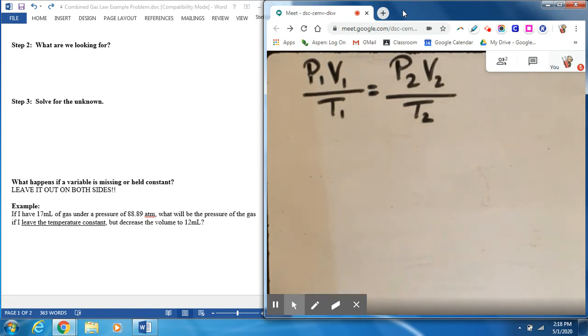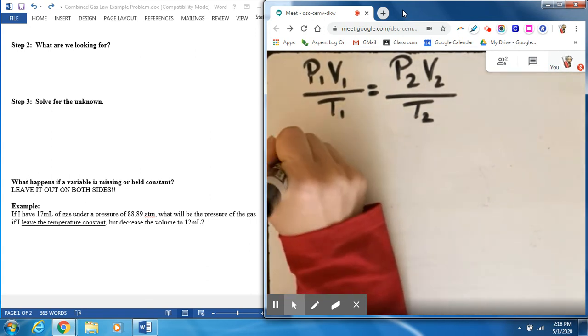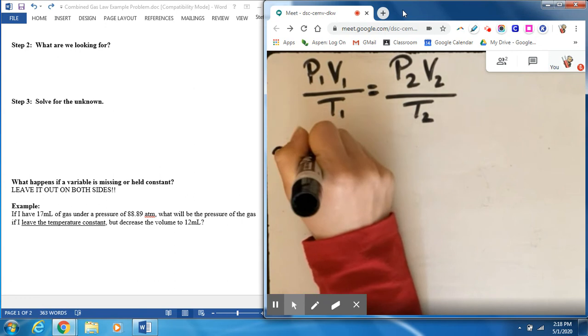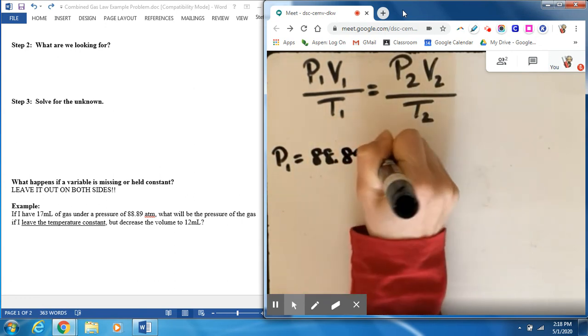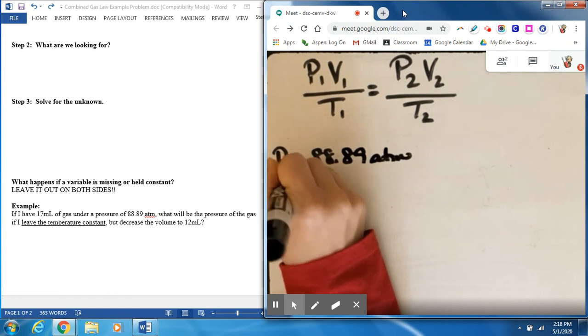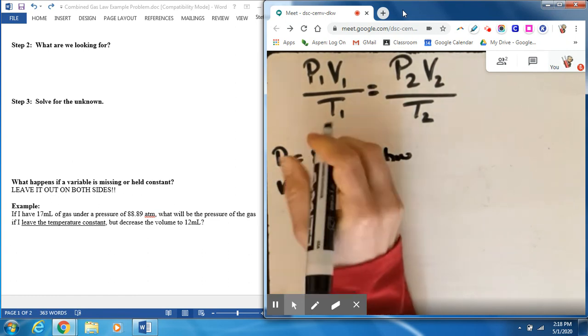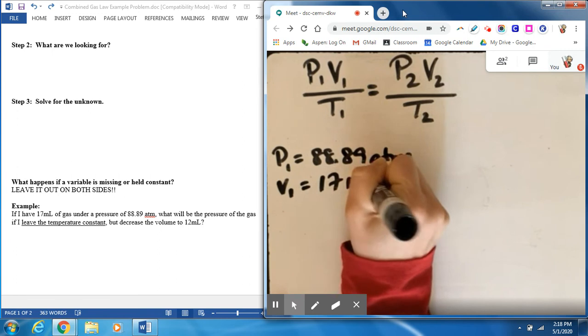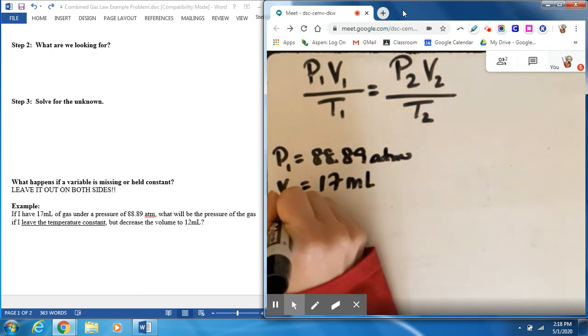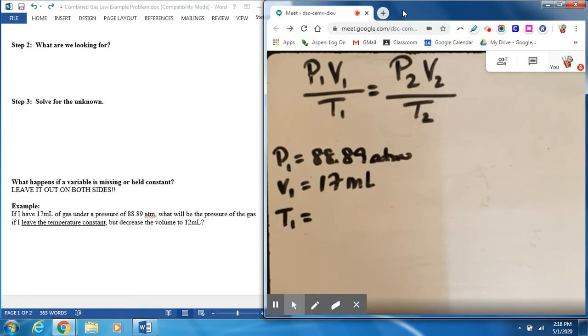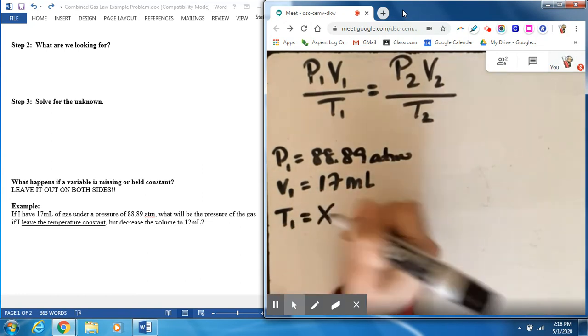This example says if I have 17 milliliters of a gas under pressure at 88.89 atm, what will the pressure of the gas be if I leave the temperature constant but decrease the volume to 12? So the steps are the same. We're going to first go through and make sure we know what we know. Do we know the first pressure? In this case, the first pressure is 88.89 atm. Do we know the first volume? It says that the first volume here is 17 milliliters. Do we know the first temperature? It says they leave the temperature constant, so this is sort of missing. We don't know what that is.